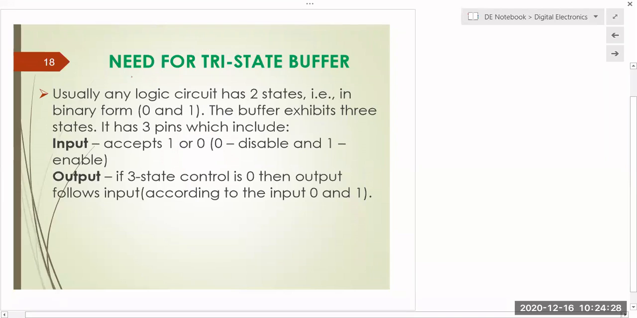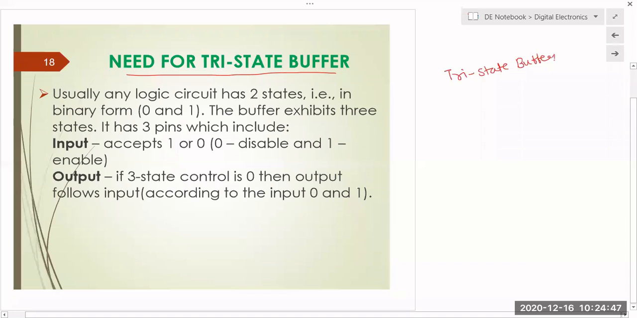Okay, so in today's class, I will discuss the need for a tri-state buffer. Before discussing decoders and encoders, this is a small topic. You will get a question on this one. What is a tri-state buffer? Short questions like this can come. This is nothing but a tri-state buffer.